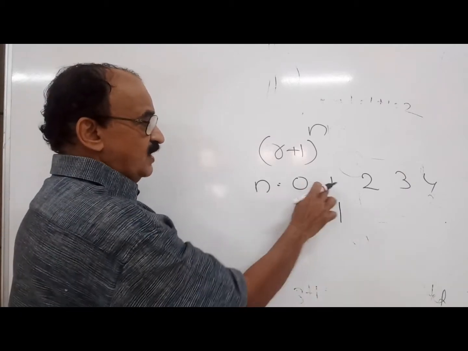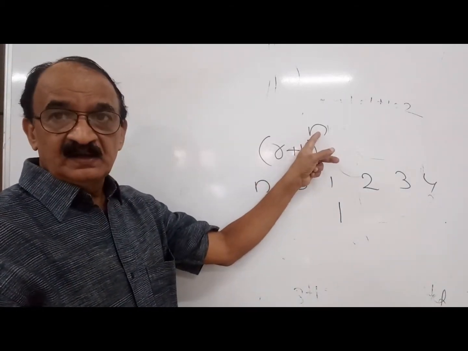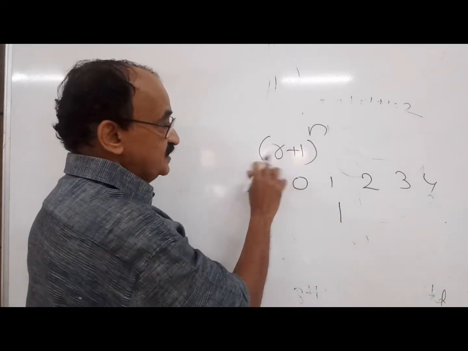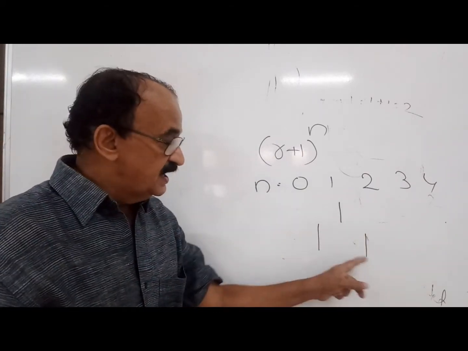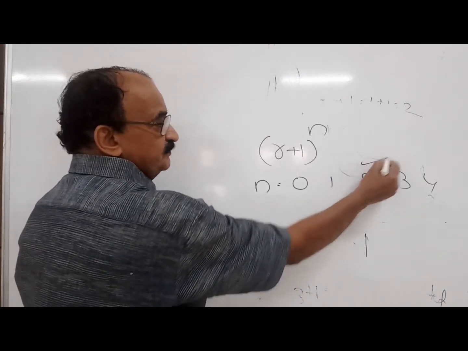Suppose n is equal to 1. When n is equal to 1, (r + 1) raised to 1 is r + 1. What is the coefficient? 1, 1. So you are getting 1, 1. So you are getting a doublet with equal intensity. That is the meaning.